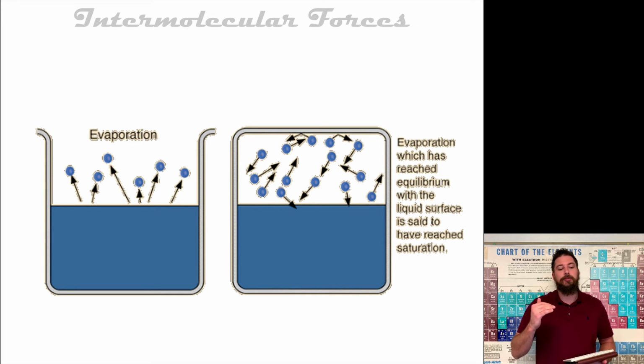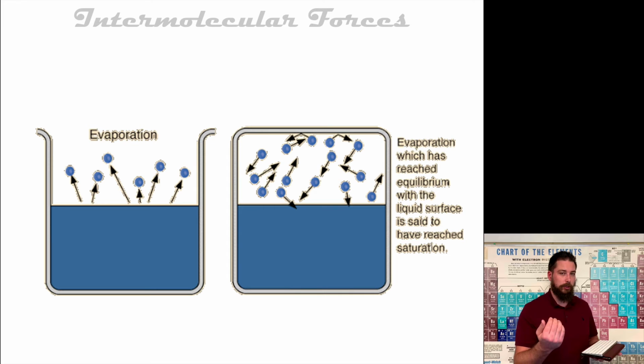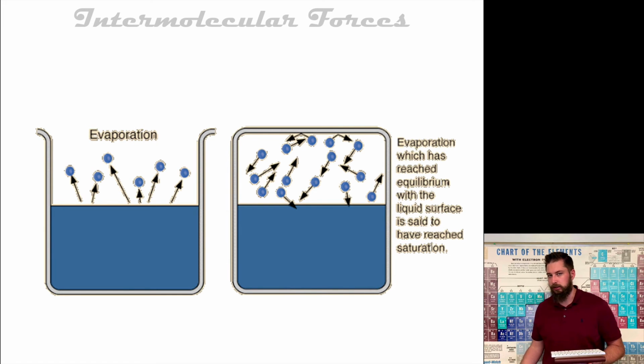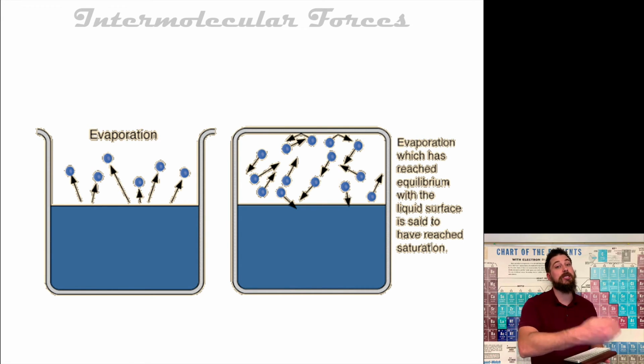So there's a point at which equilibrium is achieved, and we haven't really talked about equilibrium. We'll talk about that a lot more next semester. But essentially, what equilibrium is, the amount of molecules becoming gas is equal to the amount of molecules becoming a liquid. So it's not that you have the same amount of each, it's just the amount that's becoming gas is equal to the amount becoming a liquid.